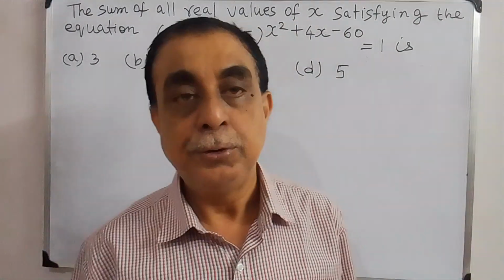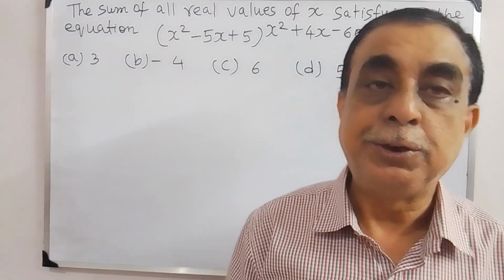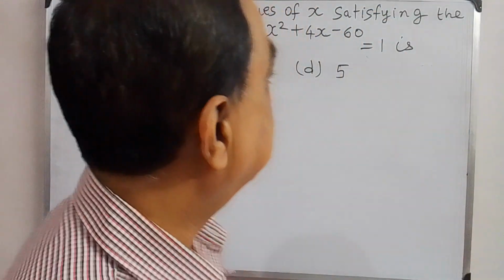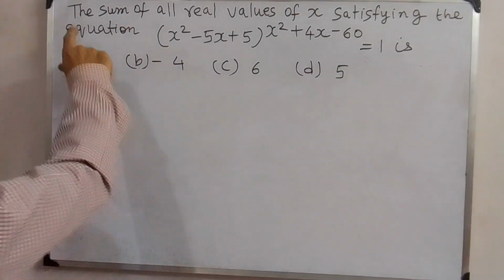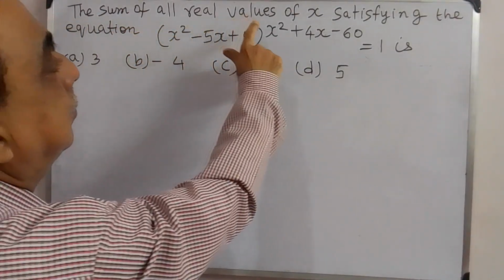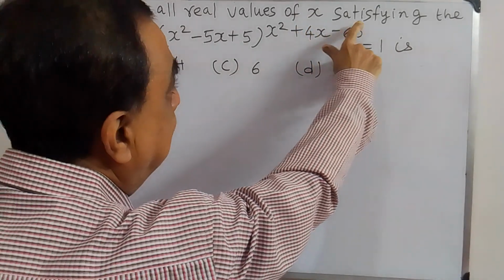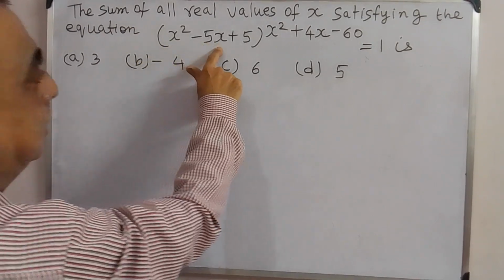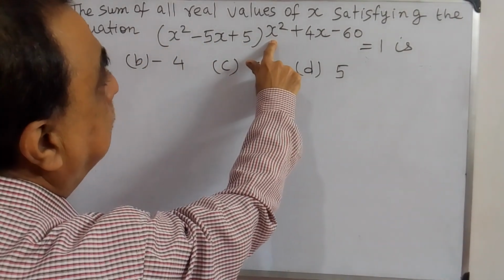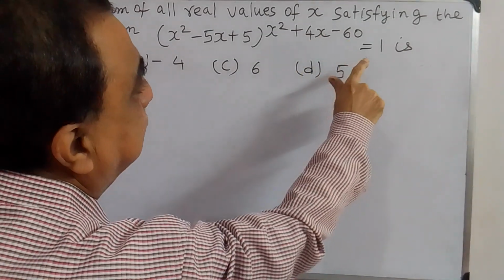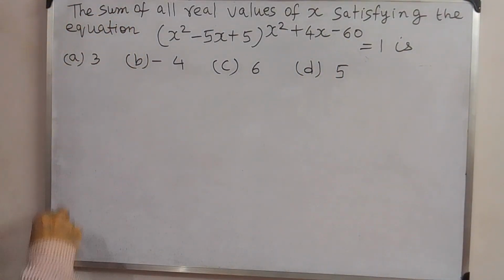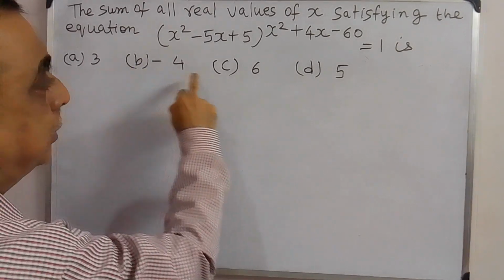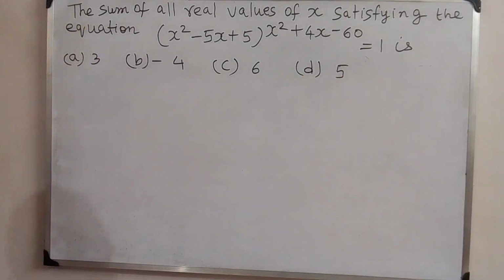Today we are doing a sum from JEE Mains 2016. The sum reads like this: the sum of all real values of x satisfying the equation (x squared minus 5x plus 5) to the power (x squared plus 4x minus 60) equals 1 is. The given options are A 3, B minus 4, C 6 and D 5.